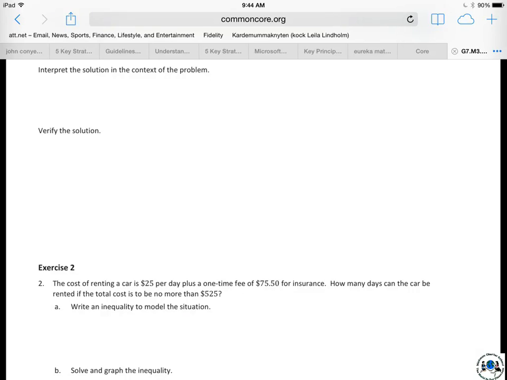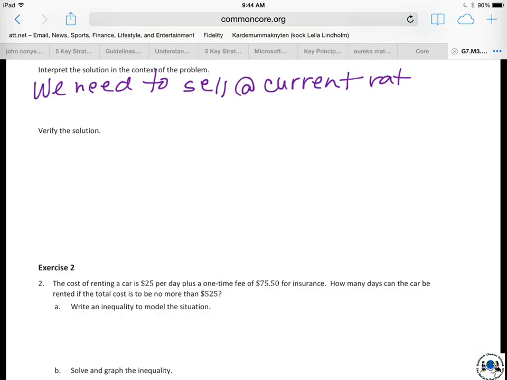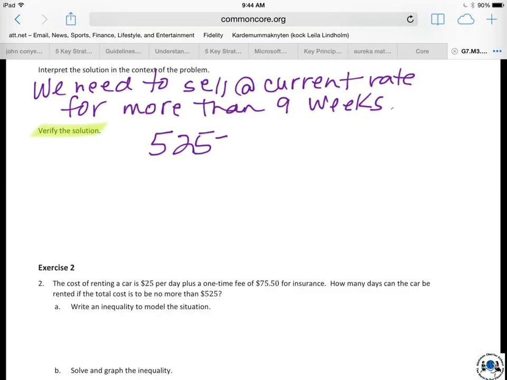Now, another part of this process, of course, for every problem, is that we have to interpret the solution in the context of the problem. So, what exactly does this solution W is greater than 9 mean? It means in this case we need to sell at the current rate for more than 9 weeks. We have to sell at that current rate, which was 50 cars a week.